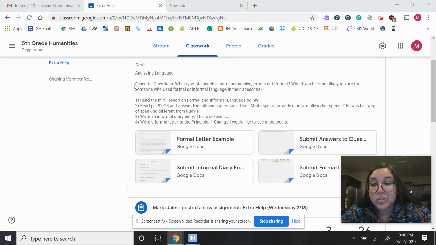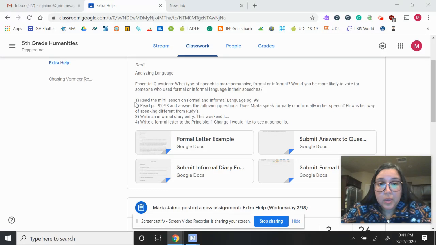speeches? So these questions are based off of the story we've been reading about Rudy and Maeda. We know that they're running for class president and they are giving speeches to try and persuade the class to vote for them. So this kind of gives me an idea of what formal and informal language must mean. It must mean the way that you talk to a person. Because the characters, when they're giving their speeches, not only do they have different ideas, but the way that they speak to the crowd is very different as well.